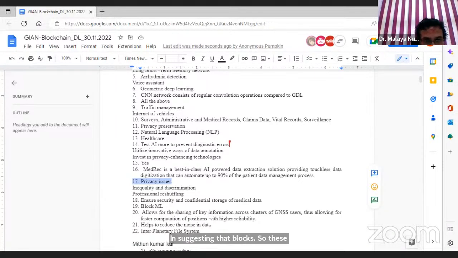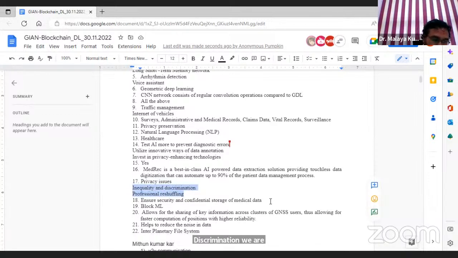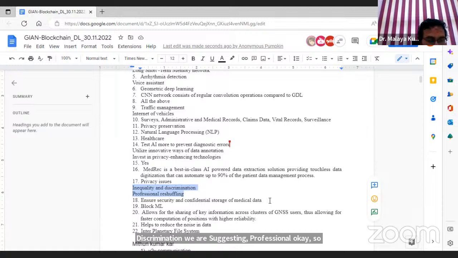Next is inequality and discriminations, professional reshuffling. What exactly inequality and discriminations are you suggesting? Professional reshuffling. Okay. So the major challenges are noise, more data, latency. False classification leads to the suggestion of wrong drugs, so that the patient is in trouble.